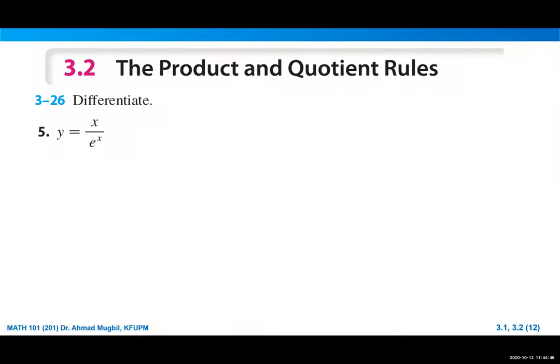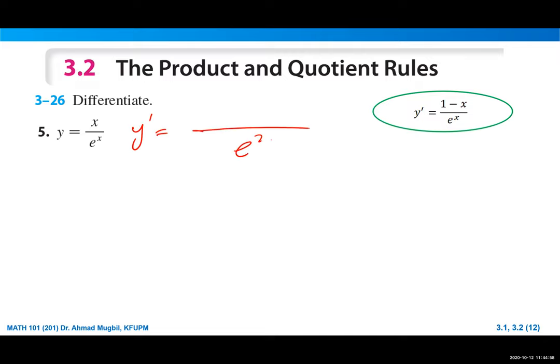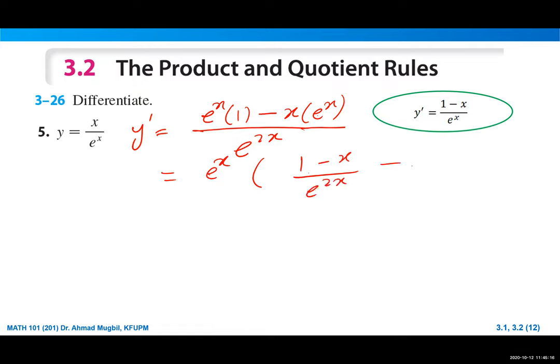So how to find the derivative of this one, Shabab? You need to use the quotient rule. The derivative is not difficult, so I will skip this. You will use the quotient rule: the square of the denominator here, and in the numerator the denominator multiplied by the derivative of the numerator minus the numerator multiplied by the derivative of the denominator. Now take e to the power x as a common factor and cancel it. You will have 1 minus x over e to the power 2x. Now you will cancel and have 1 minus x over e to the power x.